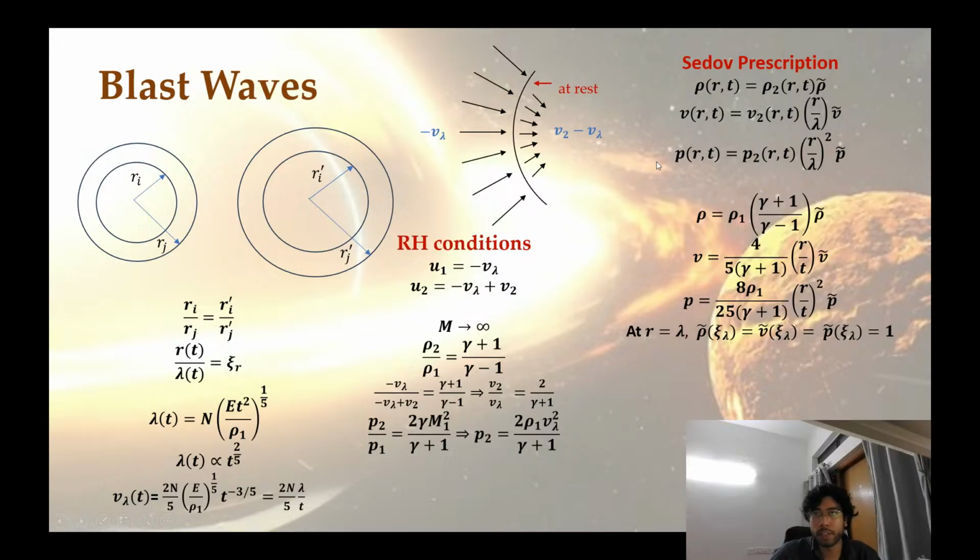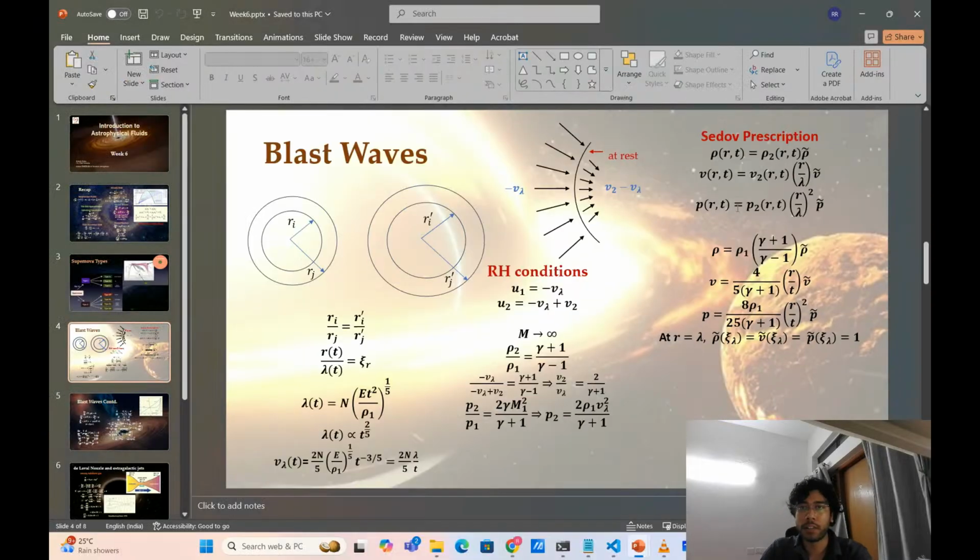This is just a change of variables, nothing else. Similarly, from here, if we take rho, we'll get rho 1 times (gamma plus 1) by (gamma minus 1) times rho tilde. And similarly, for V, we'll get 4 by 5 P (gamma plus 1) R by T V tilde. For P, we'll get 8 rho 1 by 25 (gamma plus 1) (R by T) whole square P tilde. So I'll derive how we get to these expressions.